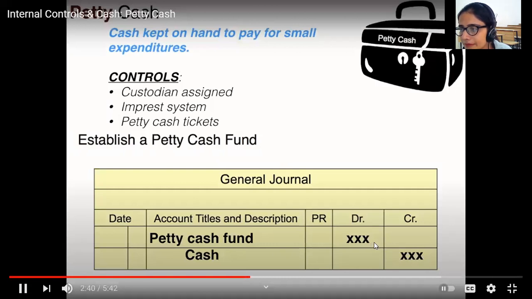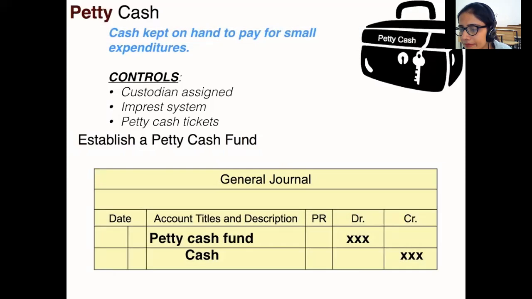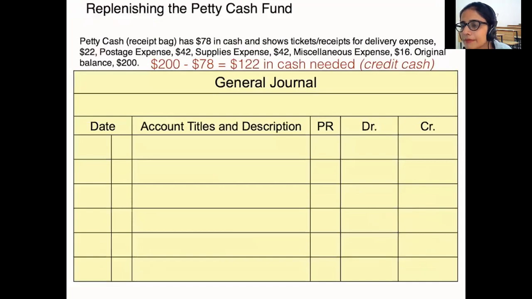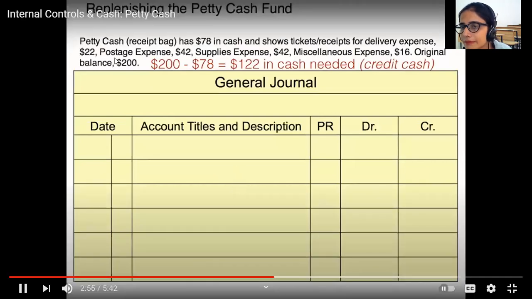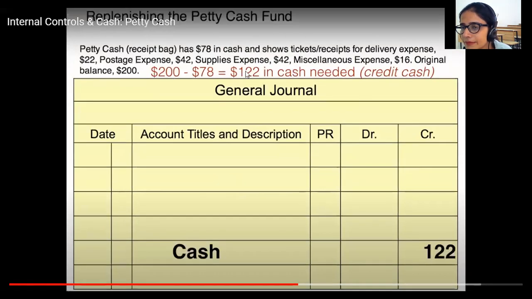For me, the easiest way to journalize a transaction based on these expenses is to say, well, I started with $200 and I only have $78 left. So I'm going to have to put back in my bag $122. That's how much cash, no matter what the receipts add up to. I've got to get $122 back in that bag. That's because it's an imprest system. It has to stay at $200 at all times. So that $122 is going to come out of my cash account. I'm going to credit cash for $122.